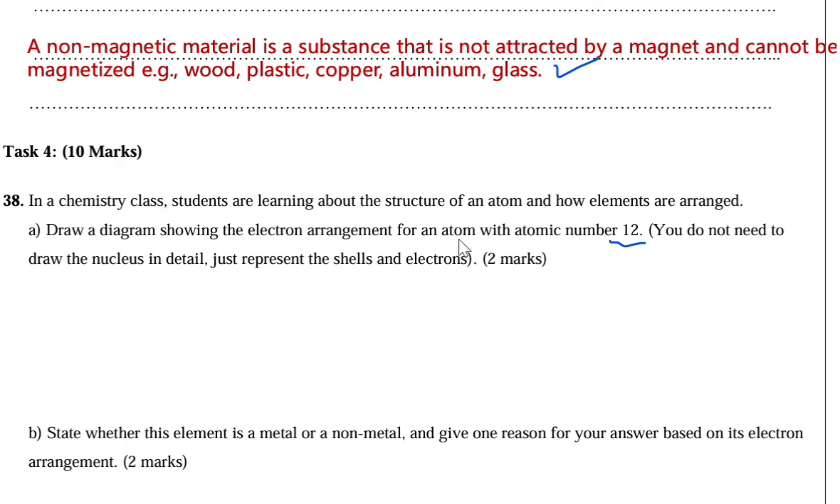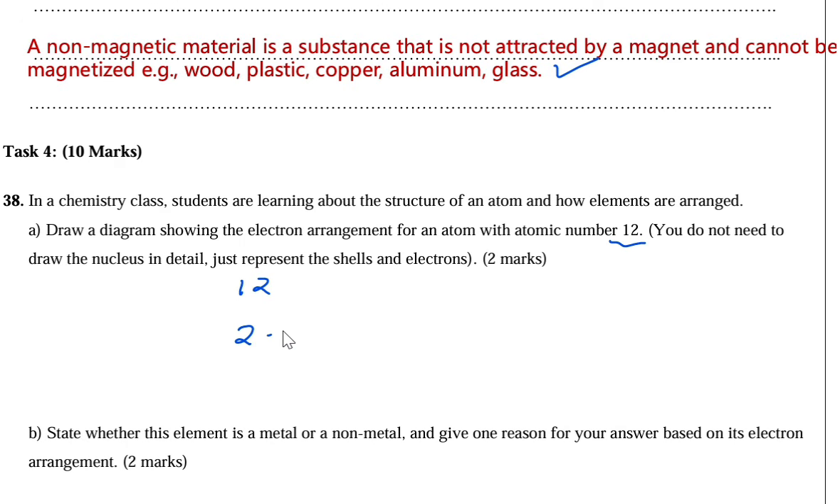So for us to draw this, we're going to first write electronic configuration. So the atomic number is 12. So this means the first energy level will have 2 electrons, the maximum is 2. Then the second energy level is 8, third energy level is 8, and so on. So when you remove 2 here, you remain with the 10.